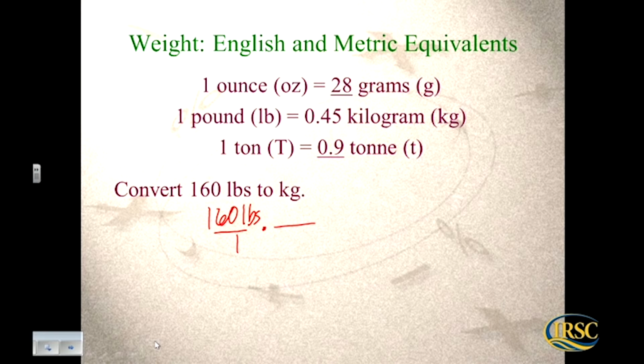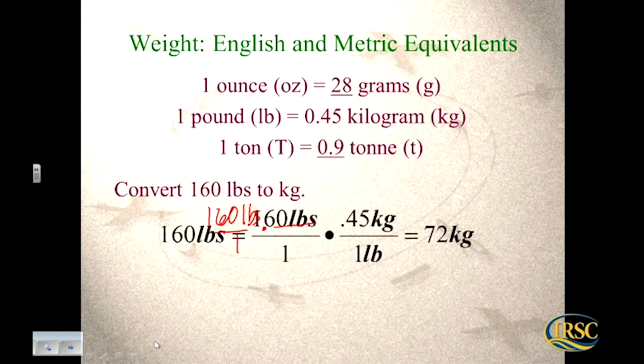And then form your unit fraction. This process has not changed, only the units that you're using are. So you want to write your pounds diagonally across to the denominator, kilograms up top. So putting 0.45 kilograms over 1 pound, multiplying across, you should have gotten 72 kilograms. Okay, so ladies, if you're wanting to feel lighter, just change your weight to kilograms, and your weight goes down a bit.